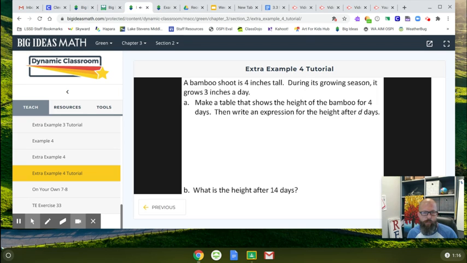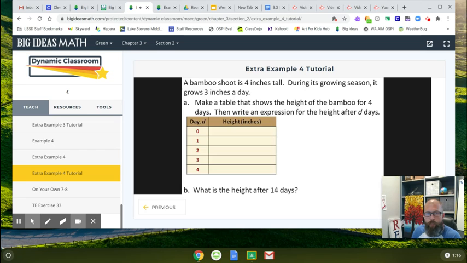The bamboo shoot is already 4 inches tall. So when d equals 0, the height is 4 inches. Because the height is increasing by 3 inches a day, you want to add 3 each day. 4 plus 3 is 7, so when d equals 1, the height is 7 inches. 7 plus 3 is 10, so when d equals 2, the height is 10 inches. 10 plus 3 is 13, so when d equals 3, the height is 13 inches. And 13 plus 3 is 16, so when d equals 4, the height is 16 inches.